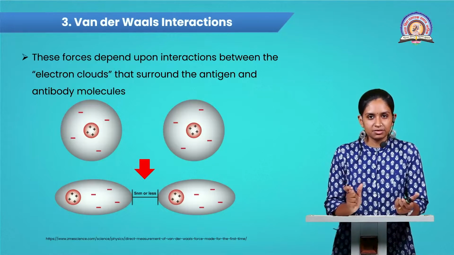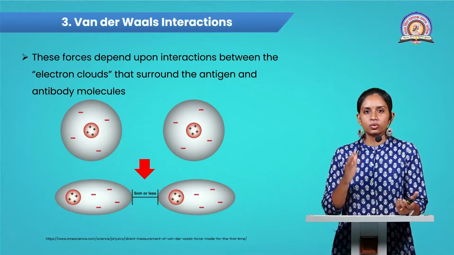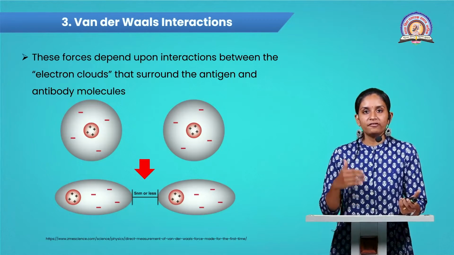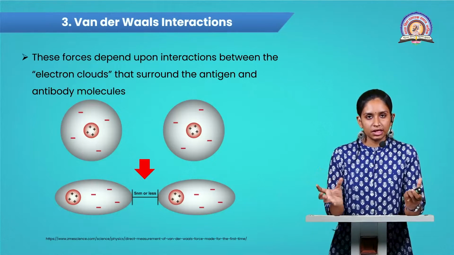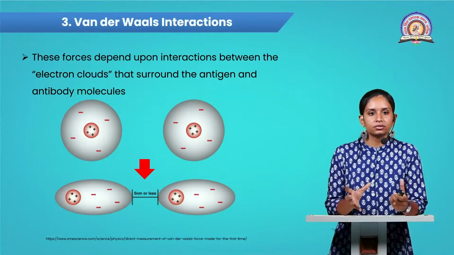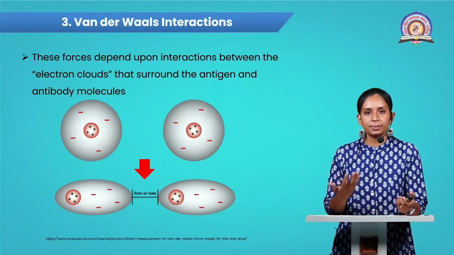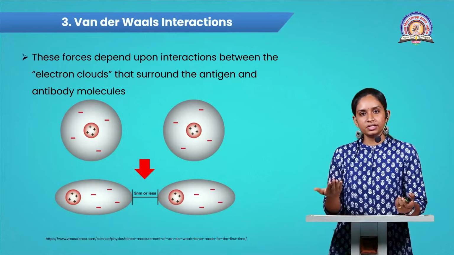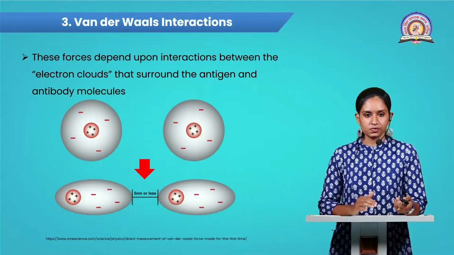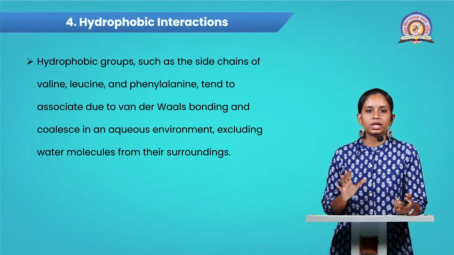So again, the basic principle, that is plus and minus are going to attract each other, is going to remain the same. But it is going to occur only if two atoms come close enough so that their electron clouds interfere with each other. So these forces depend upon the interaction between electron clouds that surround the antigen and antibody molecules. Then the fourth type of interaction is the hydrophobic interaction.